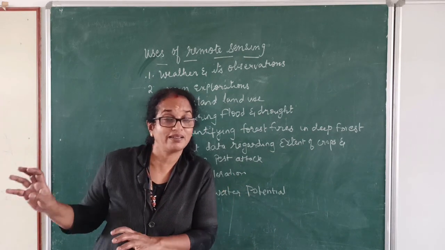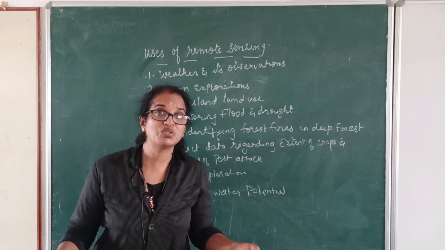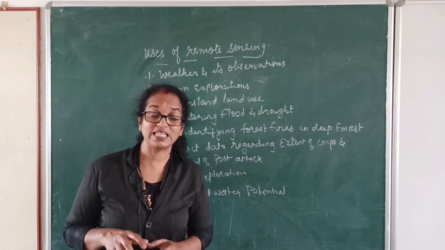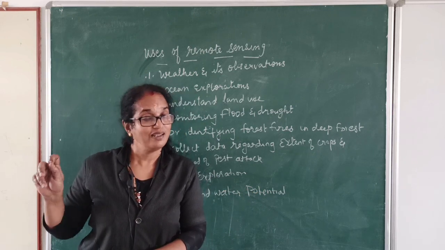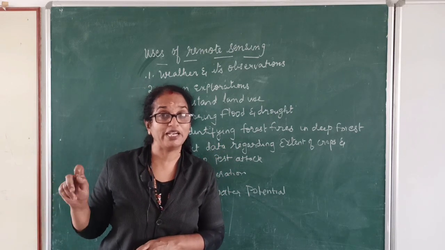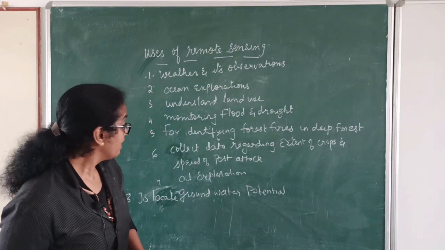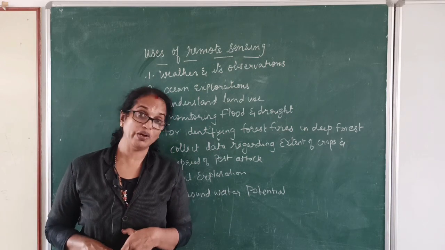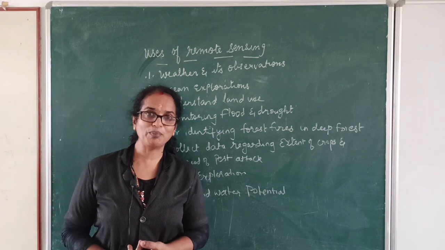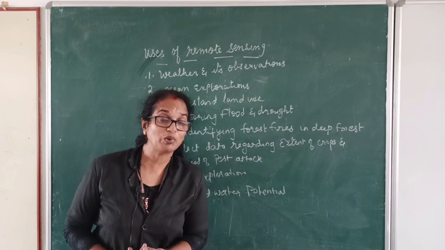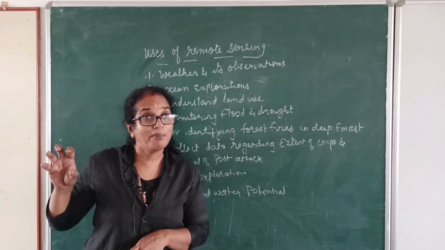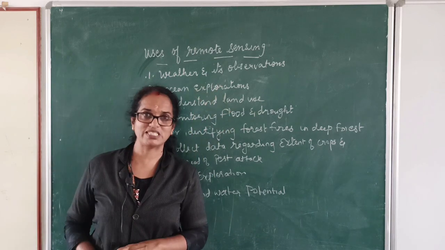Now we read in the newspaper that crops were destroyed in a certain area. How do we understand all this? People have not gone there. Through remote sensing we are in a position to understand the spread and extent of crops and also the spread of pest attack. And it is useful for oil exploration, to locate groundwater potential. What do you mean by potential? Remote sensing also has the ability to understand where the possibilities of getting groundwater are.